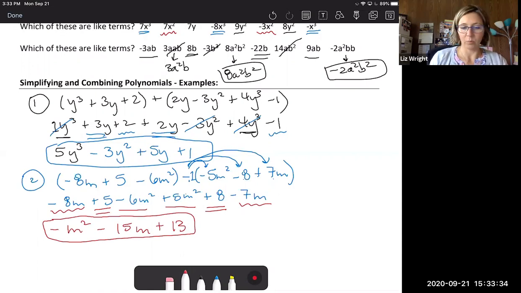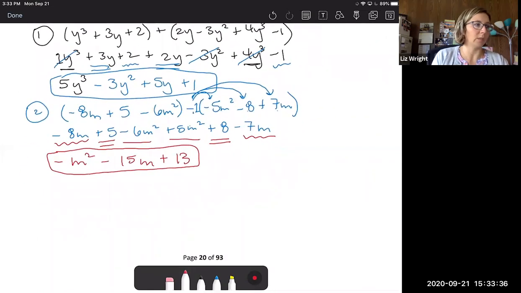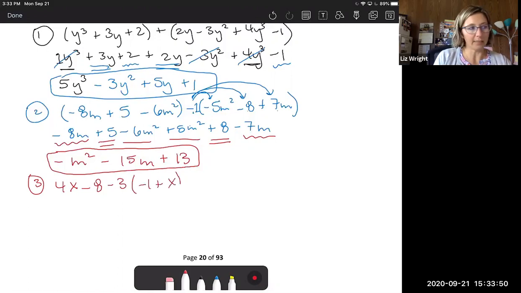Let's try one more addition subtraction one. All right, so our next one is going to be 4x minus 8 minus 3 times the quantity of negative 1 plus x minus the quantity of 11x plus 5.